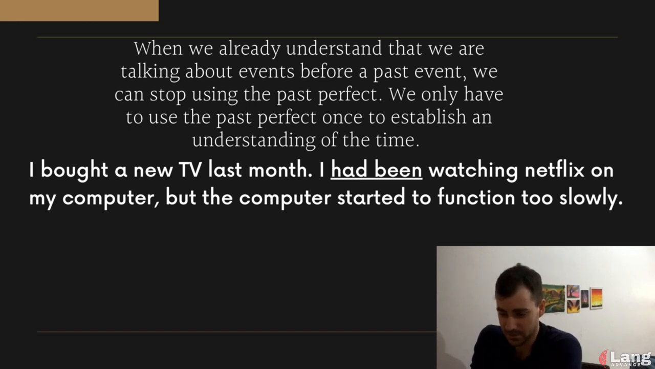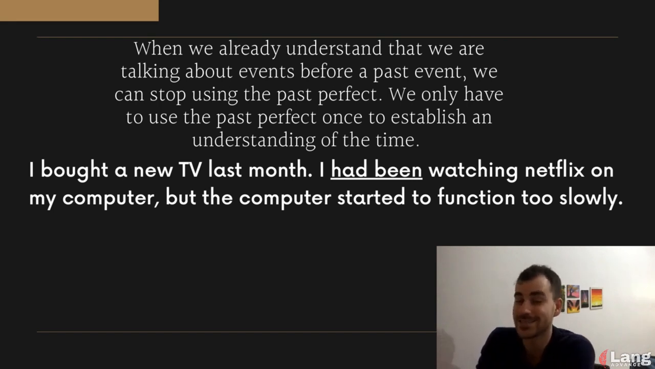I bought my new TV last month. I had been watching Netflix on my computer, but the computer started to function too slowly. For the second part of the sentence, the computer started to function too slowly. We already know the time frame here, so we don't have to use past perfect in the second part of the sentence. The first part of the sentence, I had been watching, already establishes an understanding of the time.